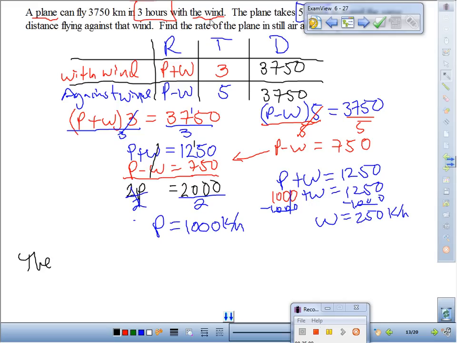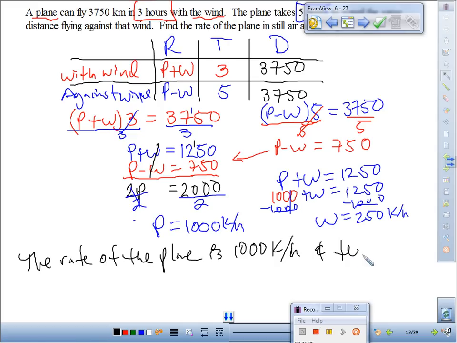It says, find the rate of the plane and the rate of the wind. The rate of the plane is 1,000 kilometers per hour. And the wind speed or rate is 250 kilometers per hour. Thank you.